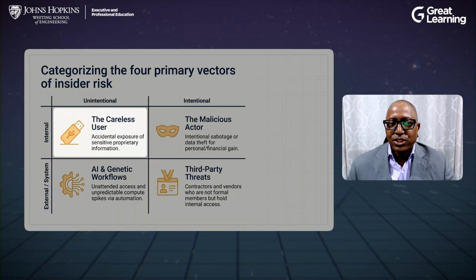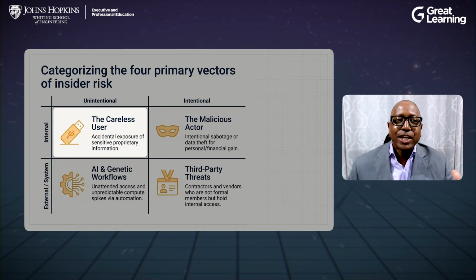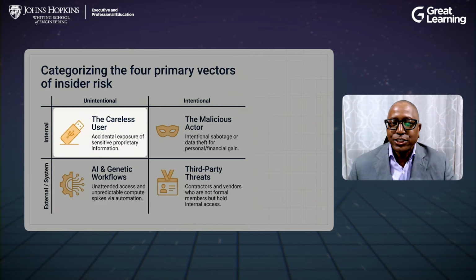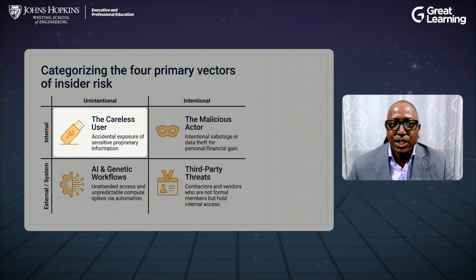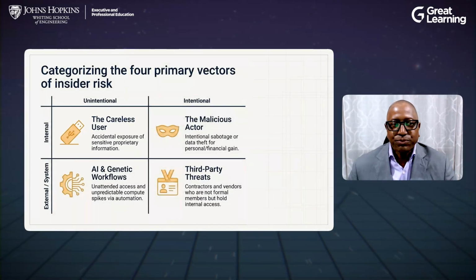Now, let's talk about the threat types. Now, there's the unintentional threat. That's the careless user. Now, this happens when there's an accidental exposure of sensitive or proprietary information. That can be seen and illustrated in the loss of storage devices, the USB, the thumb drives, the loss in stolen computers or laptops, and even clicking malicious links. So this is the unintentional threat, the careless user.